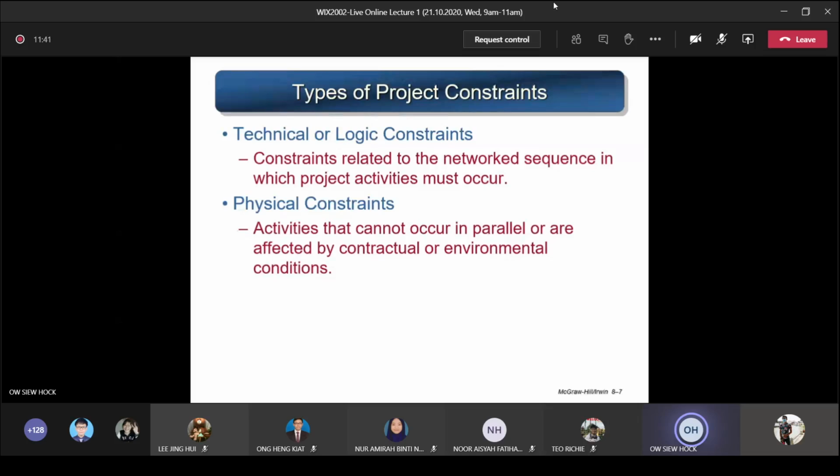So next is the physical constraints. These are activities that cannot occur in parallel or are affected by contractual or environmental conditions, physical. For example, in my class, if we have physical lectures and I'm using DK2, DK2 can accommodate 200 students, all the seats. Now with COVID-19, even if you allow physical attendance, you have to do social distancing. You have one seat, then one empty seat, then another person sitting, so in between there is an empty seat.